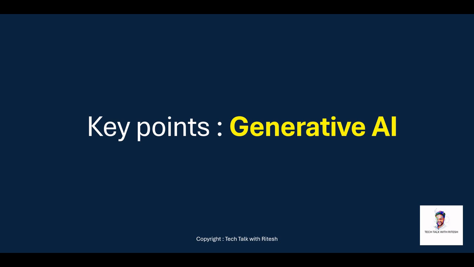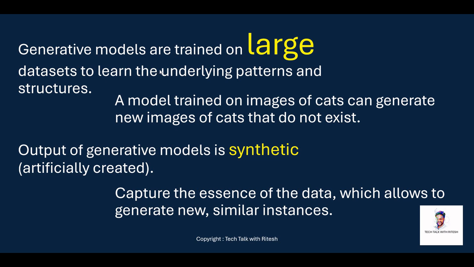Now let's see the key points of generative AI. Generative models are trained on large data sets to learn the underlying patterns and structure. When I'm saying large, it means really huge data. So for example, if I want to train a system, it is not just 1 MB data, 2 MB data. We are talking about data in GBs. So first we need to train the generative models, and after they learn, only then are they able to provide that. They are able to generate that fake data or that novel data.